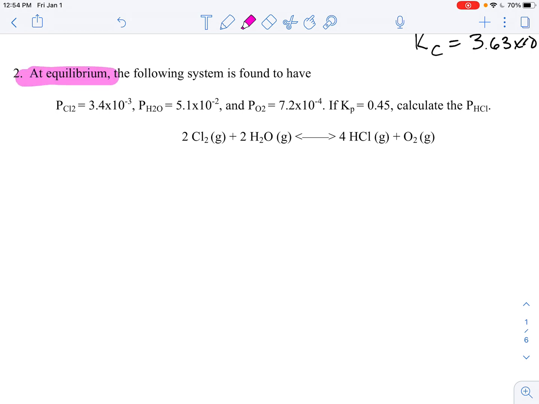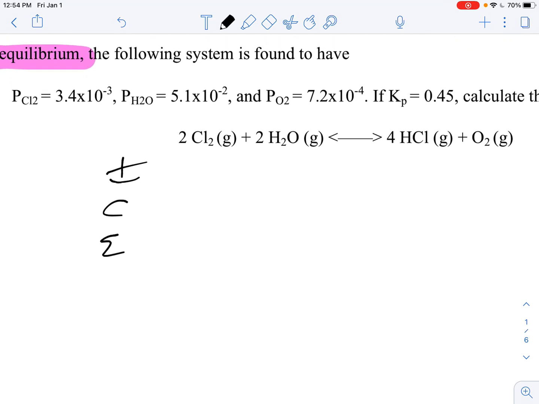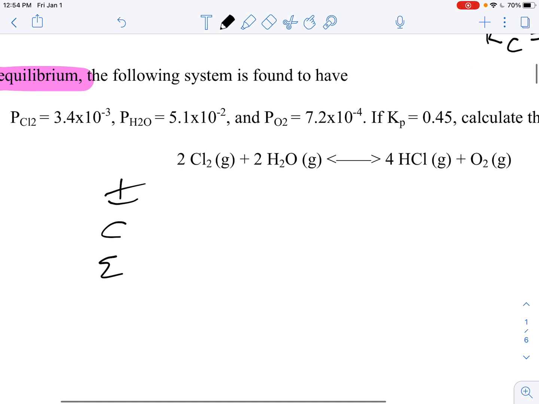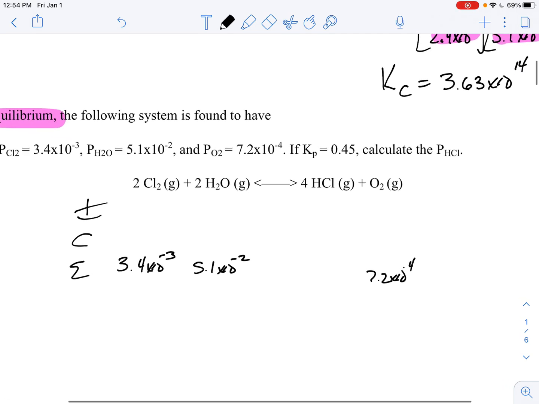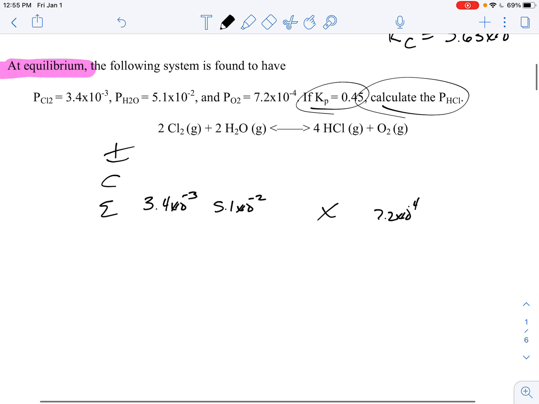This says we are at equilibrium. Fine, done, easy. The only thing that's goofy about this one is that this looks like a fairly complicated K equation. No big deal though. I got an I, got a C, and I got an E. All I got to do is plug my numbers in. So because I am at equilibrium, this is 3.4 times 10 to the negative third. This is 5.1 times 10 to the negative 2. This is 7.2 times 10 to the negative fourth. And I want to calculate this. So that's going to be X, and they told us what KP is.